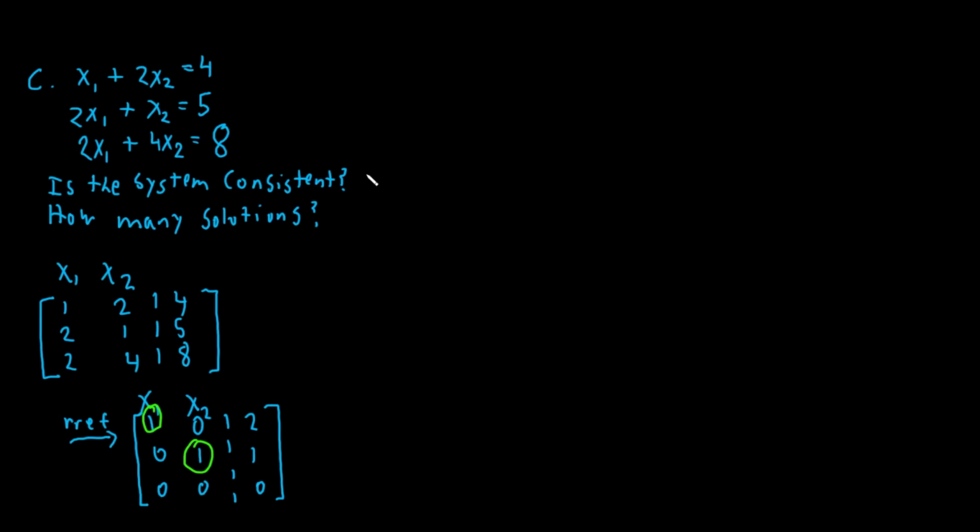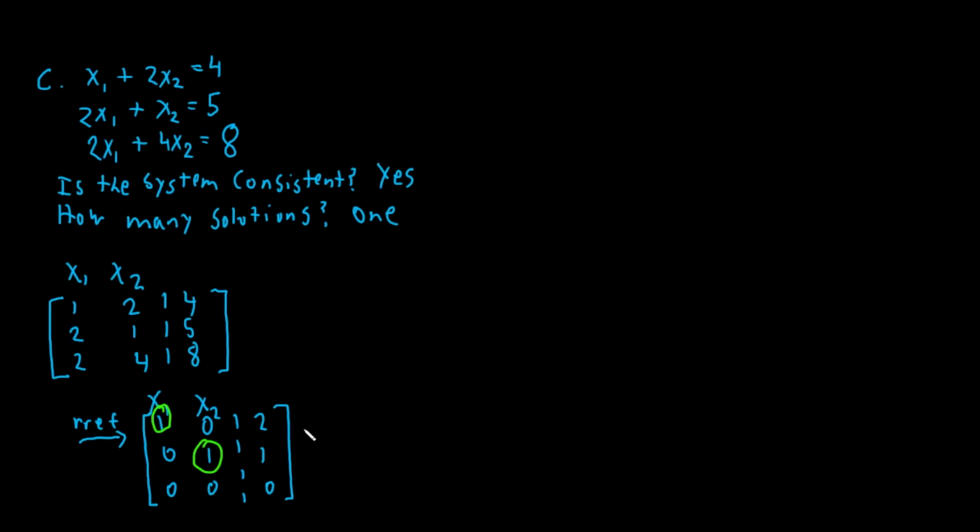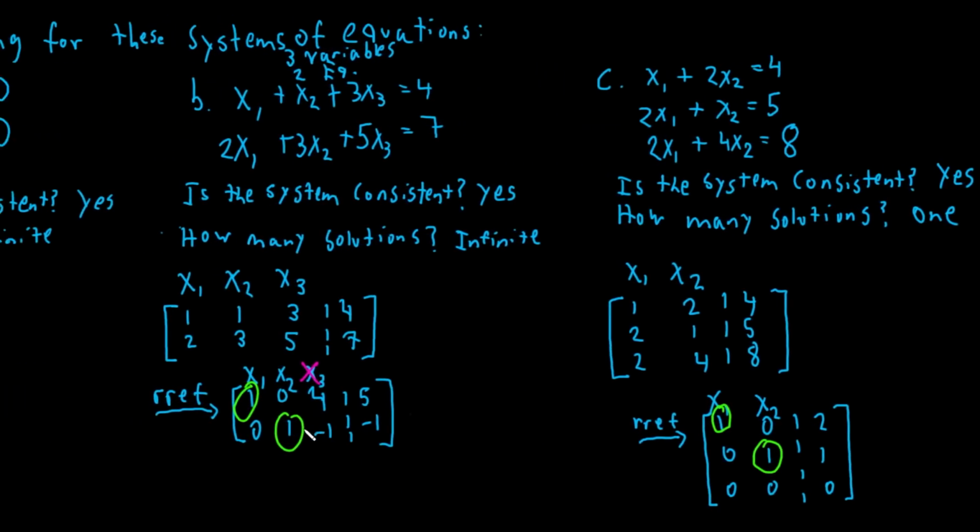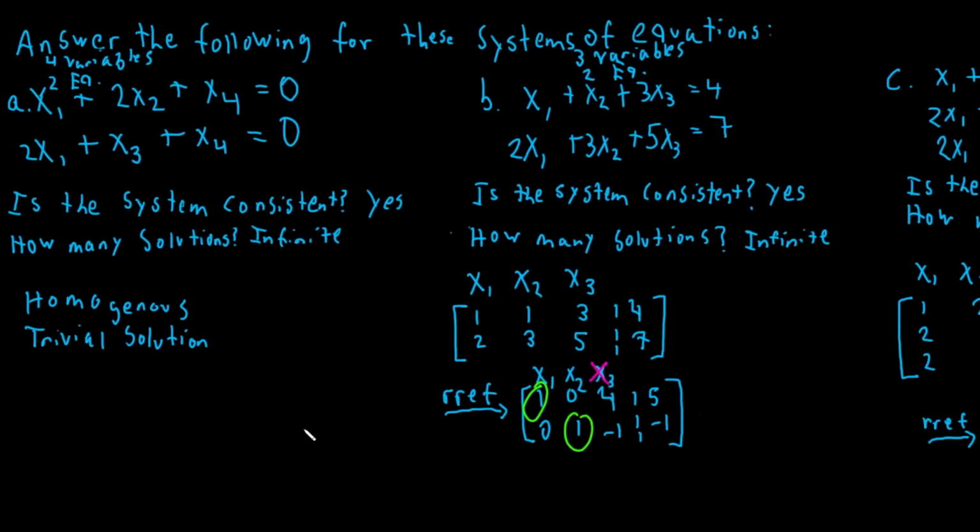So is this system consistent? Yes. How many solutions? One, because each column had a leading one, and we didn't have an impossible equation. So to summarize, let's go back through all of these problems and just summarize exactly what I did.